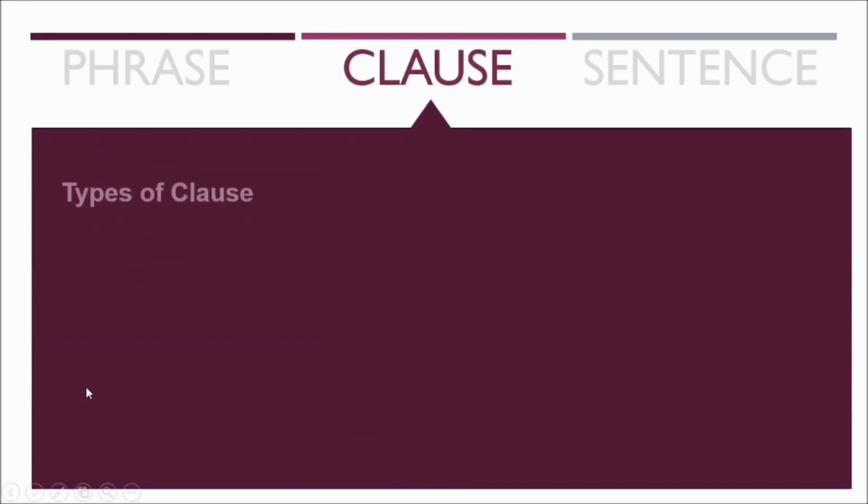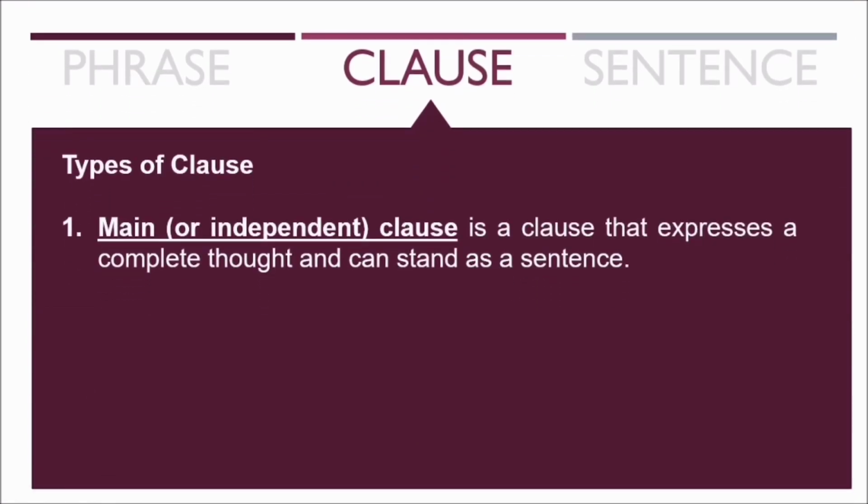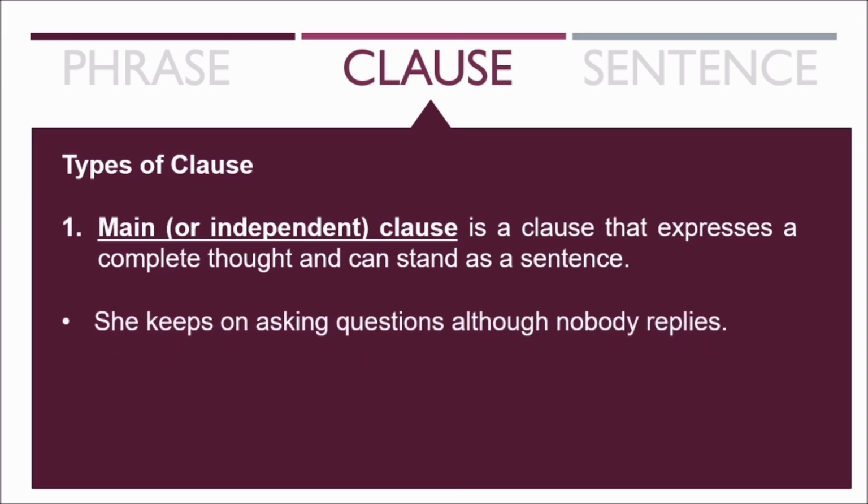Now let's go to our main or independent clause. It is a type of clause that expresses a complete thought and can stand as a sentence. So, even without your dependent clause, this one can express a complete thought, okay? Going back to our sample sentences a while back, she keeps on asking questions although nobody replies. Here, as discussed earlier, because of the subordinating conjunction although, this part of the sentence is our subordinate clause. Therefore, the remaining part of the sentence is our independent or main clause, okay?